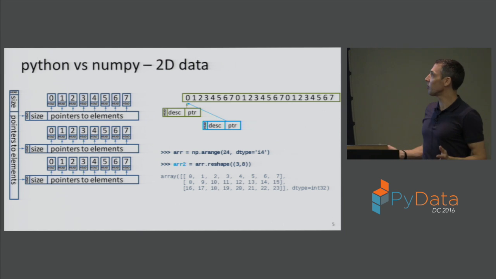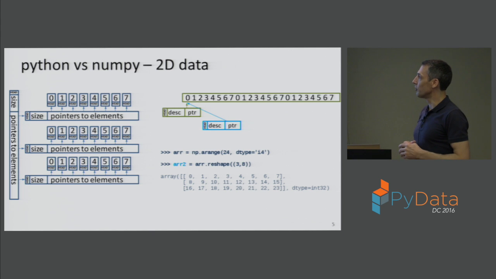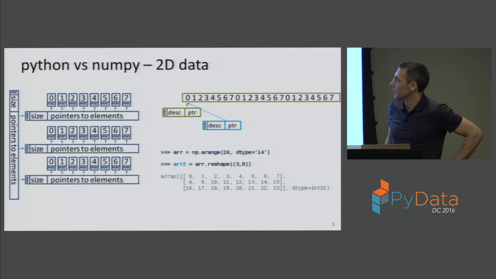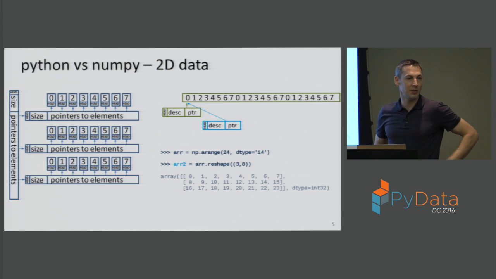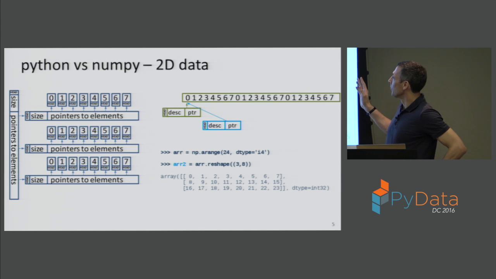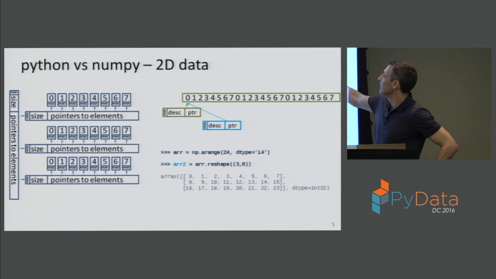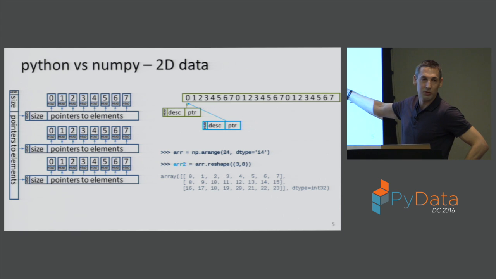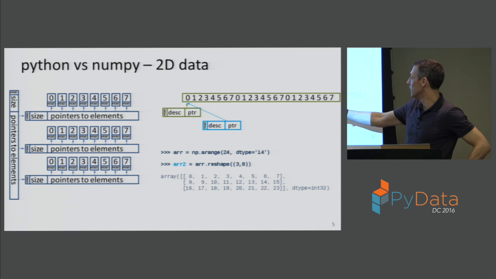Now that's the one-dimensional case. For the two-dimensional case, we can draw an array like that on the left. In plain Python, we would have an array where each element is itself an array that has pointers to the individual numbers. On the numpy side, we can do this by taking, say, a one-dimensional array, and then saying that we want to reshape it. And then that will give us a two-dimensional array.